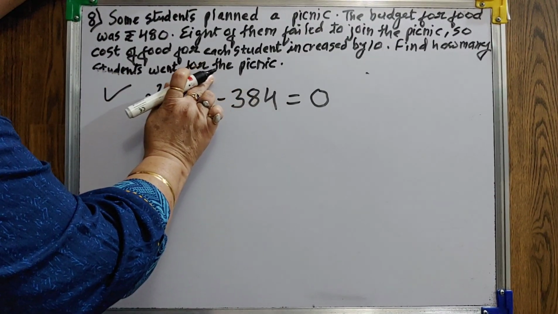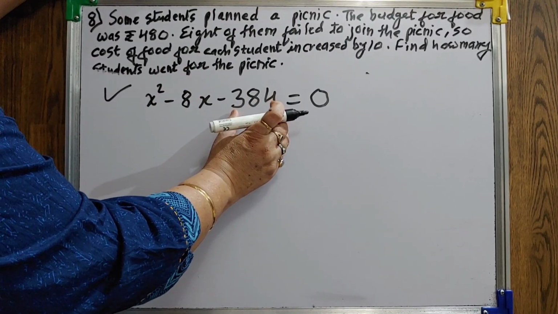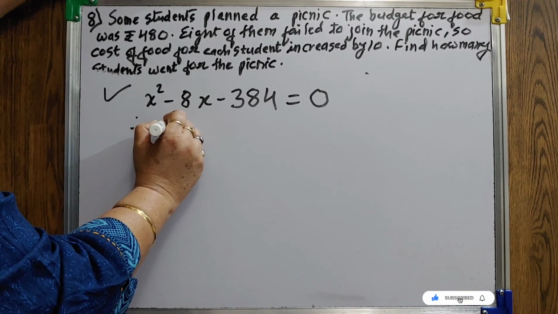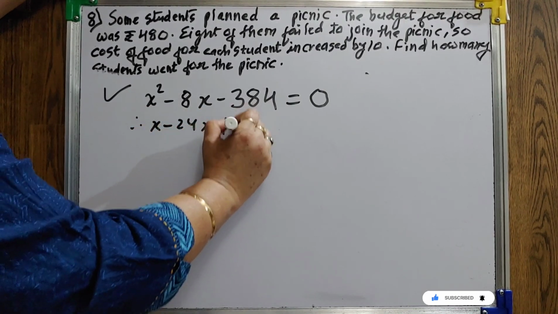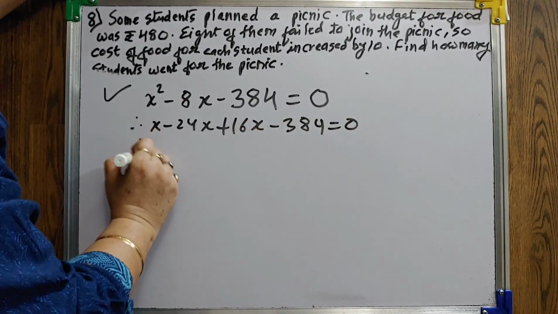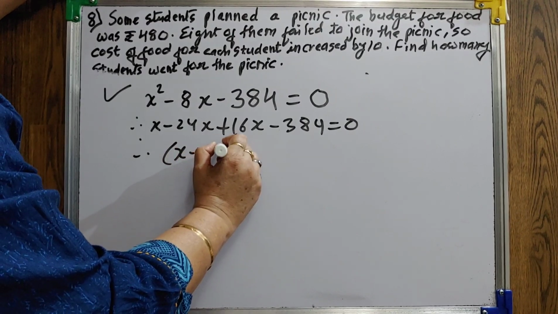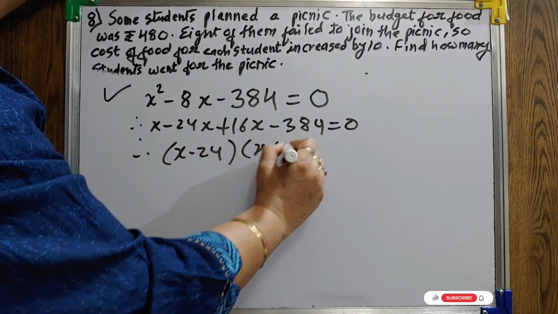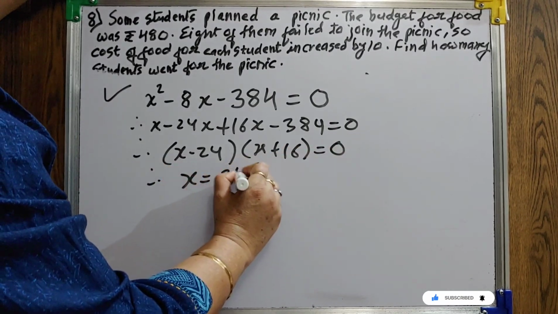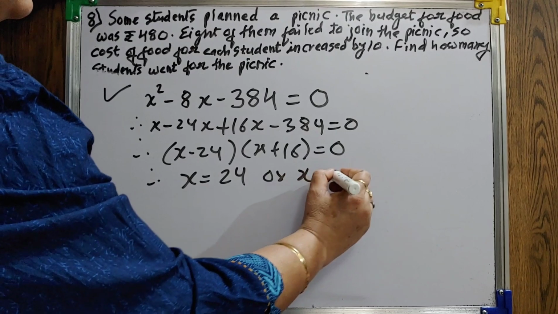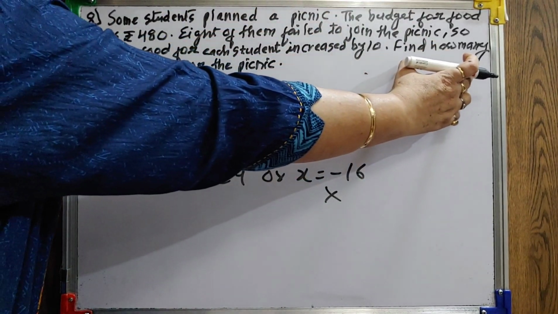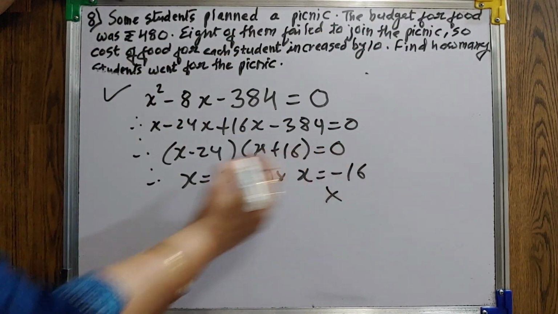Now this is our quadratic equation. You require two factors such that their product is 384 and difference is 8. So it will be 24 16s. So one bracket is x minus 24, the other is x plus 16. So either x is 24 or x is negative. Negative will get discarded because we have considered x as the number of students. They can never be negative.